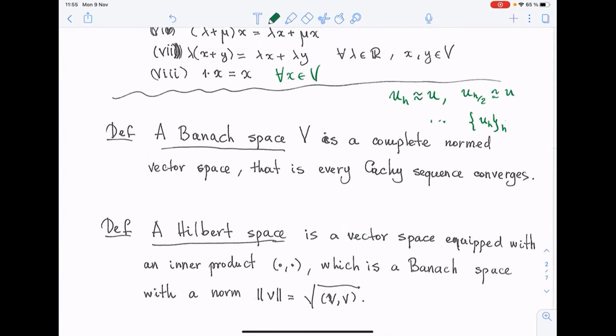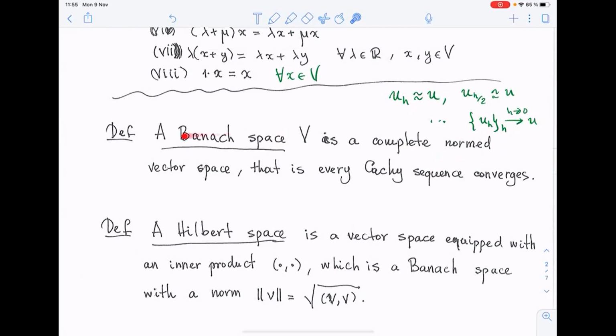That means that the limit of this sequence, when h goes to 0, should converge to some function, some element which also belongs to this space. If this element does not belong to the space, it doesn't make sense, right? Our approximation, we have to make sure that the limit that we are looking for is also one in our toolbox.